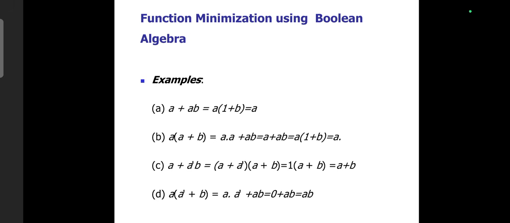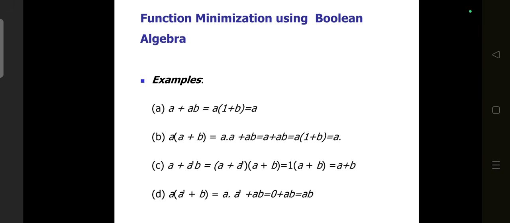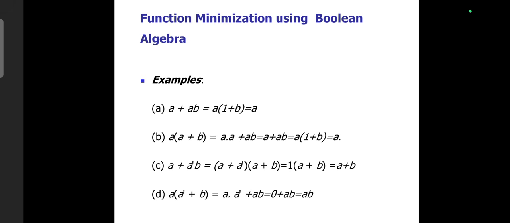Now, for the last example, a into a bar plus b. Using the distributive law, a a bar plus ab. From the complement law, a a bar equals 0. Therefore 0 plus ab, which becomes ab. Notice how one entire term disappears during the simplification. So the resulting expression is simply an AND operation between a and b. This reduction demonstrates the power of Boolean identities. In practical hardware implementation, replacing a larger circuit with a single AND gate can reduce circuit size, power consumption, manufacturing cost, and propagation delay.